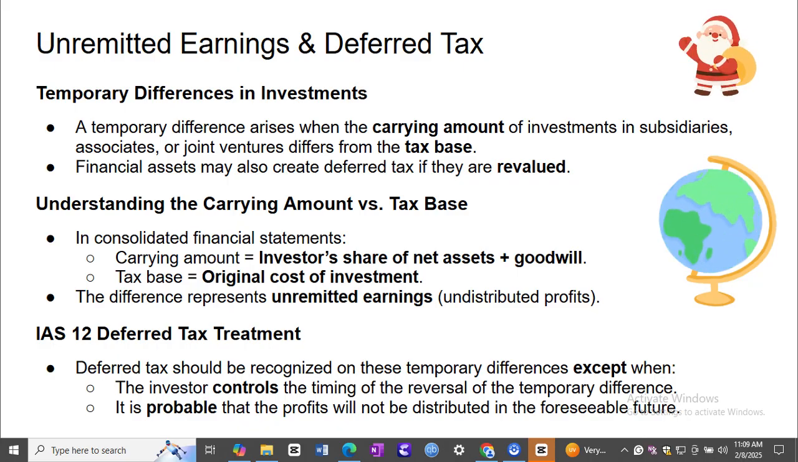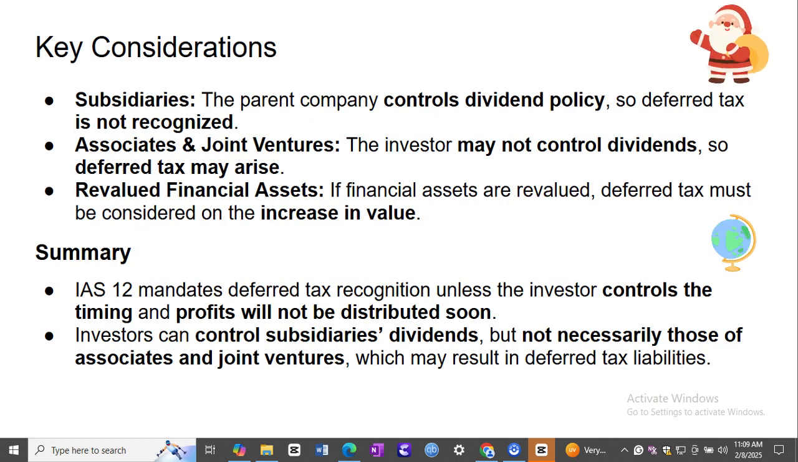So when would we actually recognize deferred tax on unremitted earnings, and when would we get a pass? For subsidiaries, the parent company usually controls the dividend policy, so in most cases you won't see deferred tax on unremitted earnings from subsidiaries, because they have the power to decide when those earnings will be paid out. What about associates and joint ventures? That's where it gets a bit more nuanced, because the investor might not have as much control over those dividend decisions. So in those cases, recognizing deferred tax might be unavoidable. That's right. It really depends on the specifics, how much influence the investor has over those dividend payments.